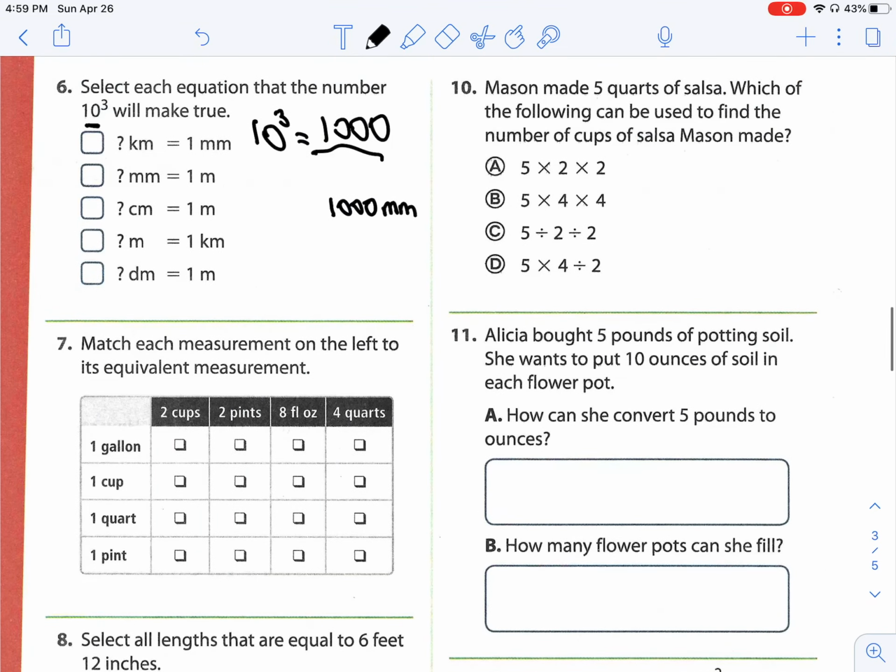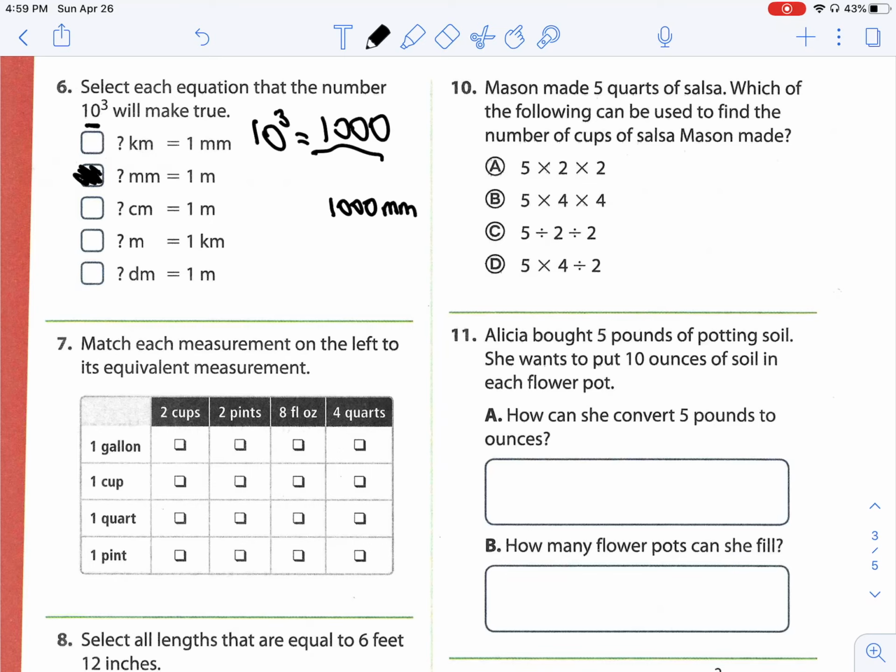Back we go. Yeah, 1,000 millimeters equals 1 meter, so select that one. Centimeters, 1,000. Well, how could 1,000 centimeters equal 1 meter? Centimeters are bigger, so that wouldn't make sense. Let's look at the next one.